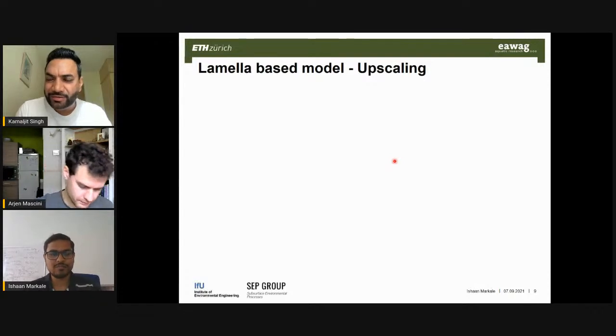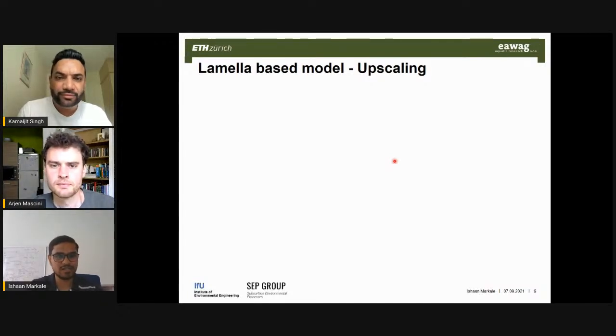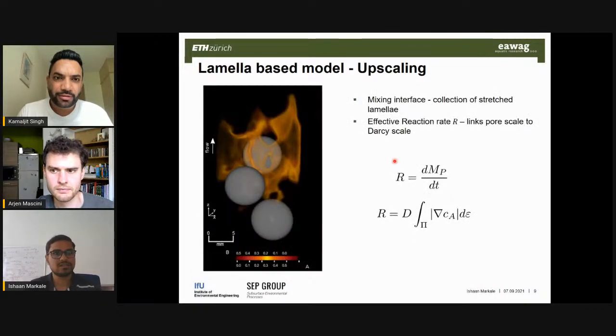So generally, mixing and chemical reactions are not usually predicted well by the advection dispersion reaction equation, especially at pore scale. So in order to predict this using a theoretical model, we use this Lamella-based model, which is a framework which uses geometrical considerations to upscale pore scale observations to the scale of the domain that we are looking at in this case. And what I've shown here is a cross section of a front moving through this pore space.